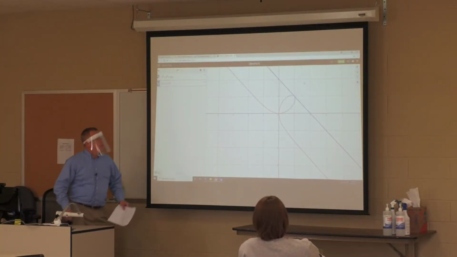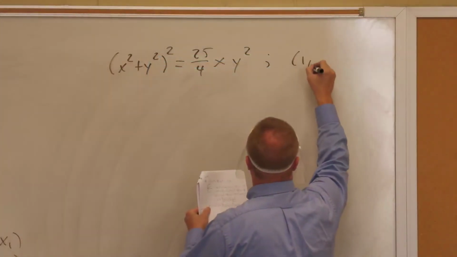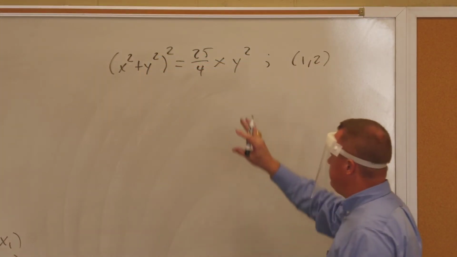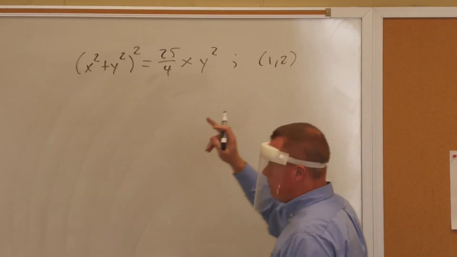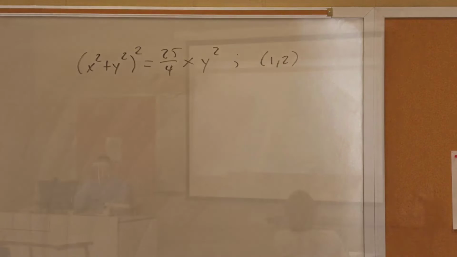Any questions about that? I want to know, what is the slope of the tangent line for this function at this point 1, 2? Okay? All right, well, let's graph this over here and see what it looks like.